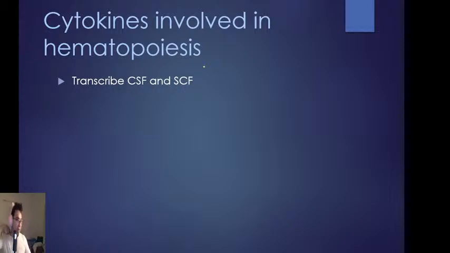Here we are: cytokines involved in hematopoiesis. Here comes CSF and SCF again.